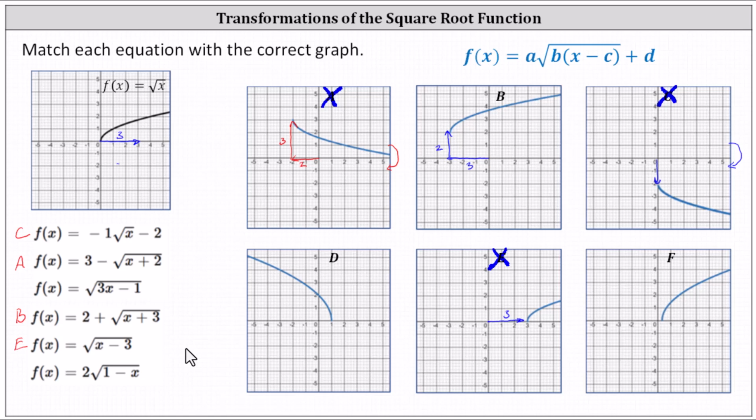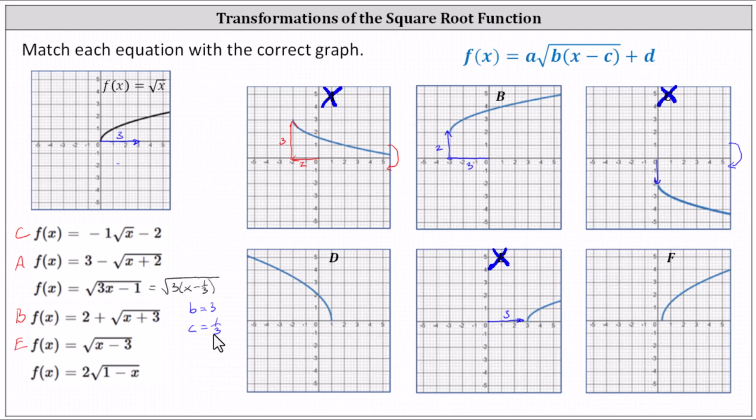The two remaining functions are a little more involved because you do have to change the form of the functions to identify the values of a, b, c, and d. Let's jump back up to the third function. To find the values of b and c, we do need to factor 3 from the quantity 3x minus 1, which gives us the square root of the product of 3 and the quantity x minus 1/3. Notice this indicates that b equals 3 and c equals 1/3.